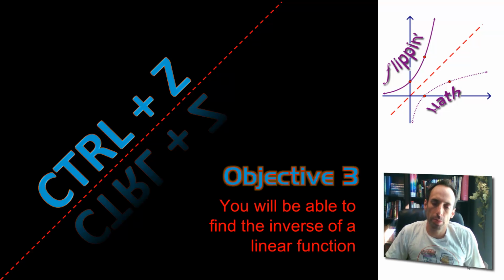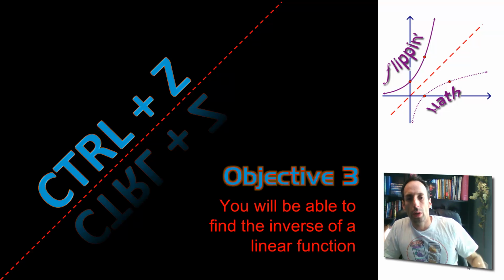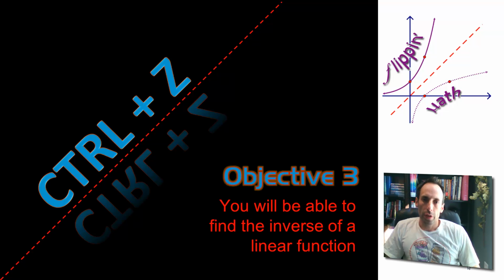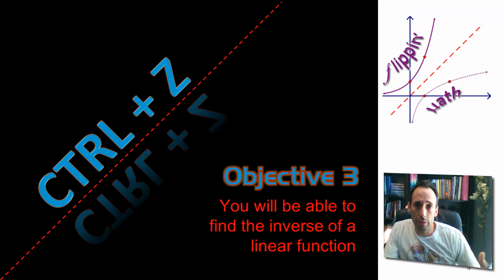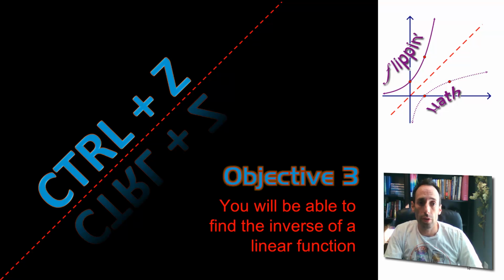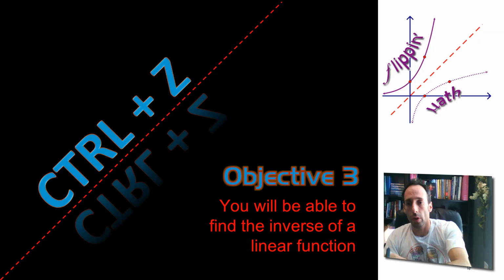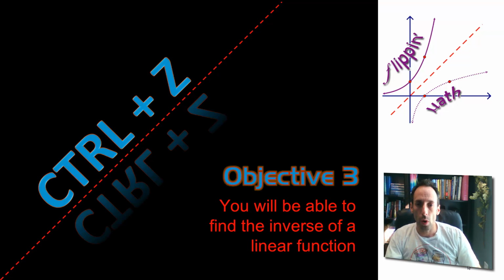So in this objective, objective 3, we're actually going to find the inverse of a linear function. In the previous objective, all we were doing was talking about what inverses are: they undo each other, they switch the x and the y coordinate, and the graphs are reflections across the line y equals x. A couple things are going on in this slide. Control Z on a Windows PC, anyway, is the keyboard shortcut for undo, and I have the line y equals x graphed there.